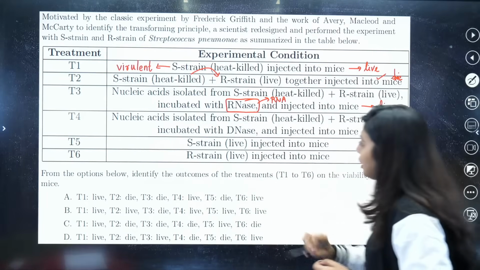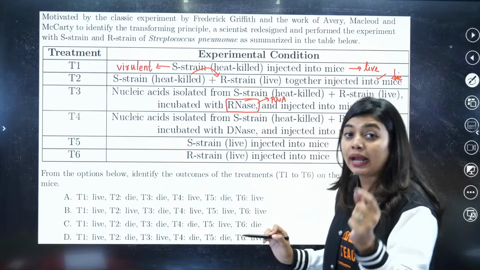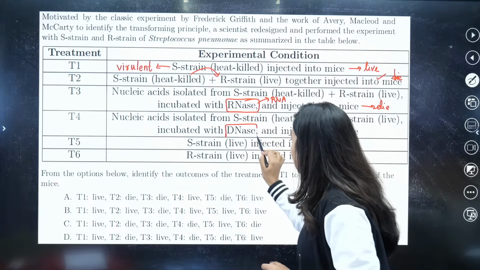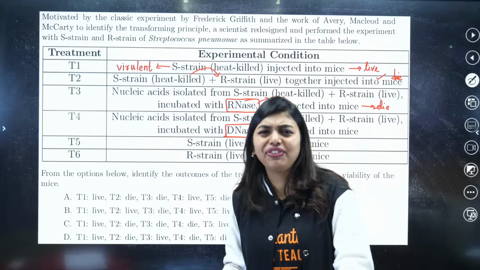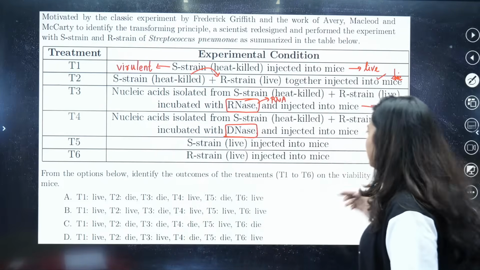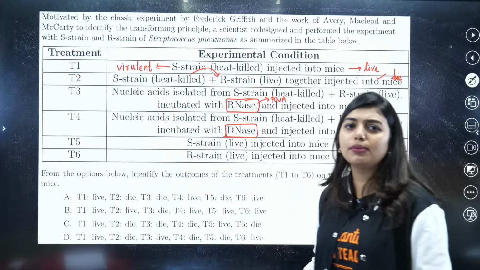Okay. Now here, nucleic acid isolated from S strain plus R strain incubated with DNAse. If I kill the DNA or if I remove the DNA, then definitely the mice will live. Right, because that was the villain. The villain, if I remove, the hero will be alive.